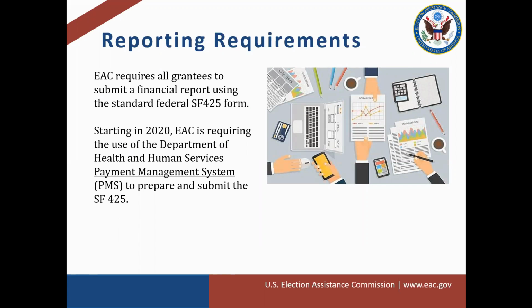So diving in, we'll talk about the reporting requirements. We require all grantees to submit a financial report. You should be familiar with the standard federal SF425. It's a form that has been filled out before for our grants. It is now just going to be in a new format, which is electronic, where we've partnered up with the Department of Health and Human Services to engage their payment management system, where you'll prepare and submit the SF425.